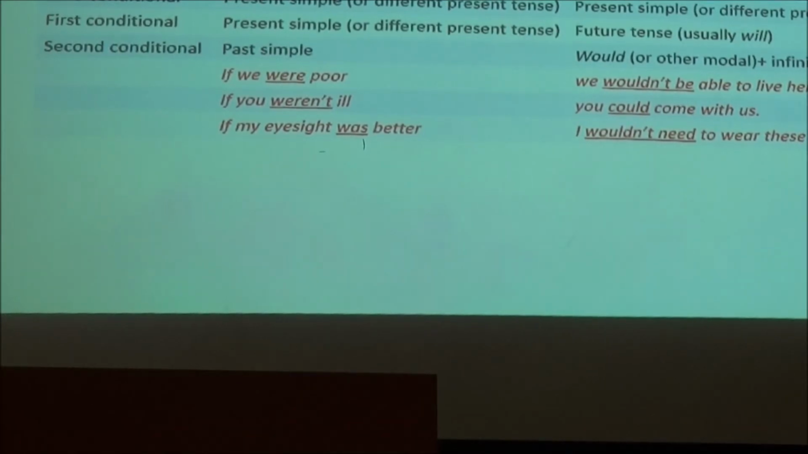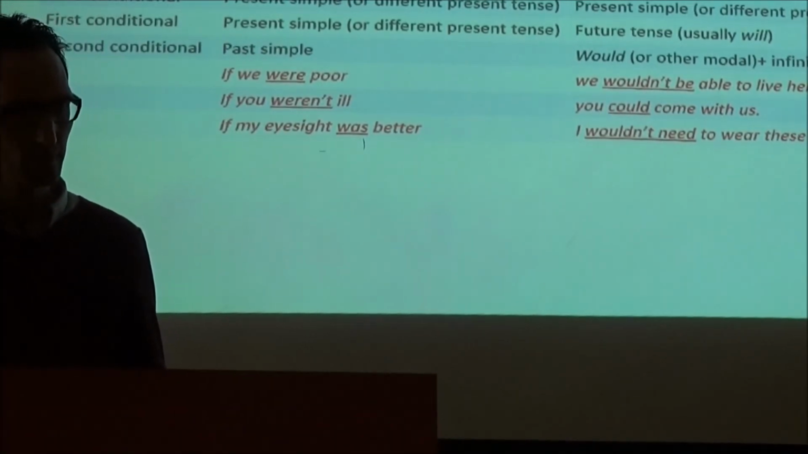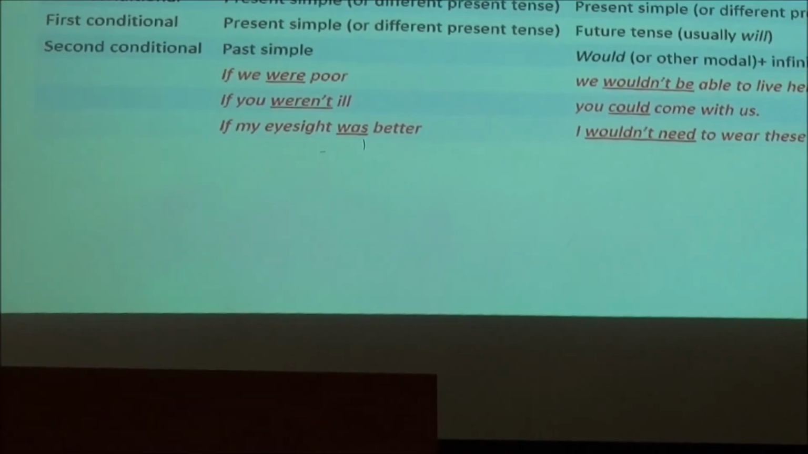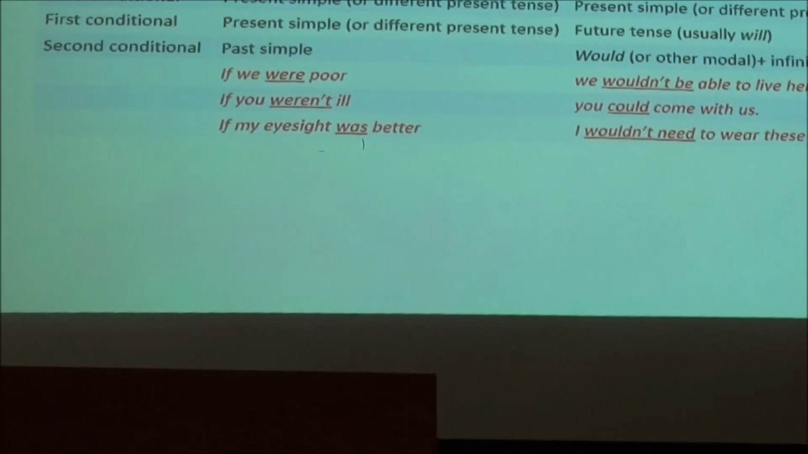So this is something which is not so possible as with the first conditional, but it's still a possibility, but not so strong. It's what we call unlikely, but not impossible. And the second conditional doesn't start with a present tense, but with a past tense, a past simple. And this could also be other past tenses, which I forgot to put in the slide. Could also be other past tenses, but usually it's a past simple. If we were poor, we wouldn't be able to live here. Were is a past simple.